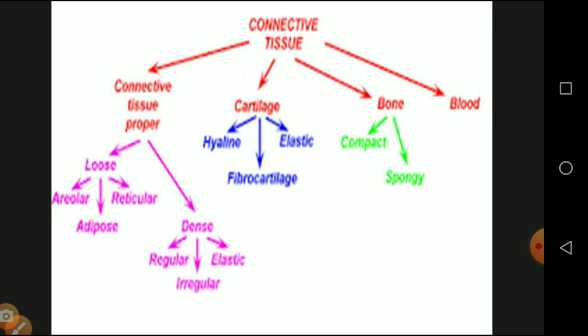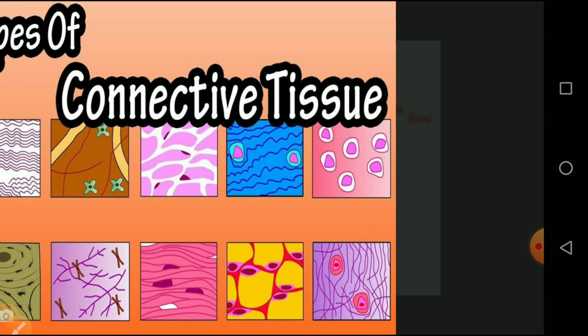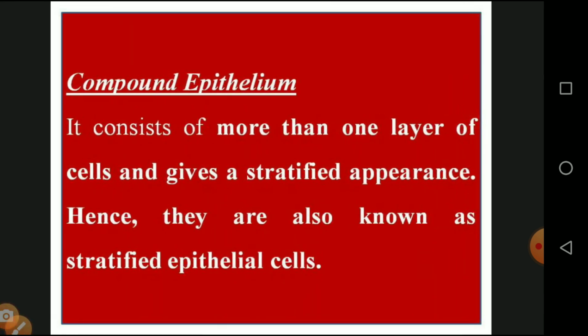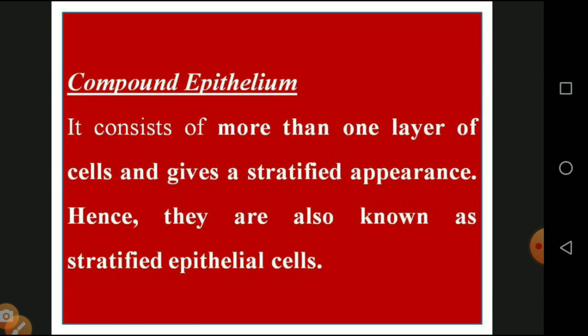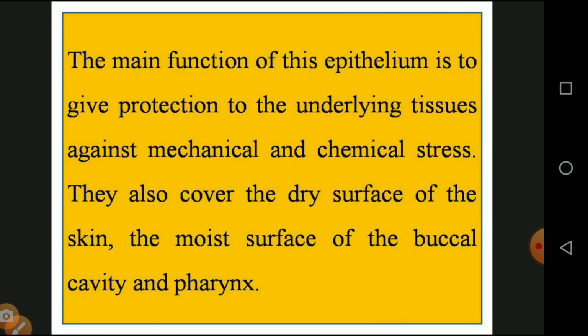Today we are seeing only two types of connective tissue, so let us enter into this topic. A diagram of the types of connective tissues is given, but before that we will see compound epithelium. Simple epithelium means the presence of only one layer of cells. A compound epithelium consists of more than one layer of cells and gives a stratified appearance. Hence, they are also called stratified epithelial cells.